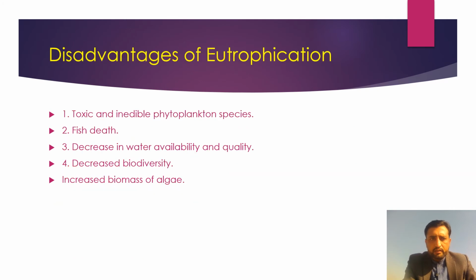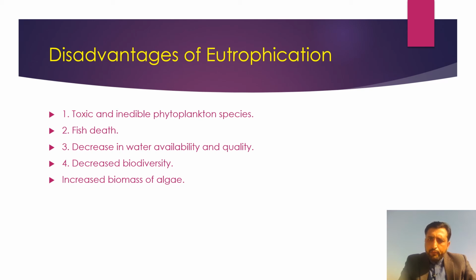Now let's move forward. What are the adverse effects of eutrophication? The first adverse effect of eutrophication is toxic and inedible phytoplankton species. Eutrophication produces toxic plants which are harmful to health, and inedible phytoplankton species. These are the aquatic plants which cannot be used by human beings for any type of purpose. The second adverse effect of eutrophication is fish death.